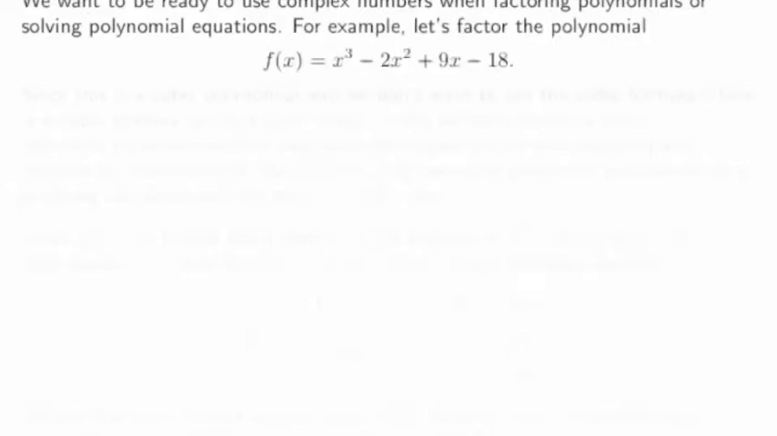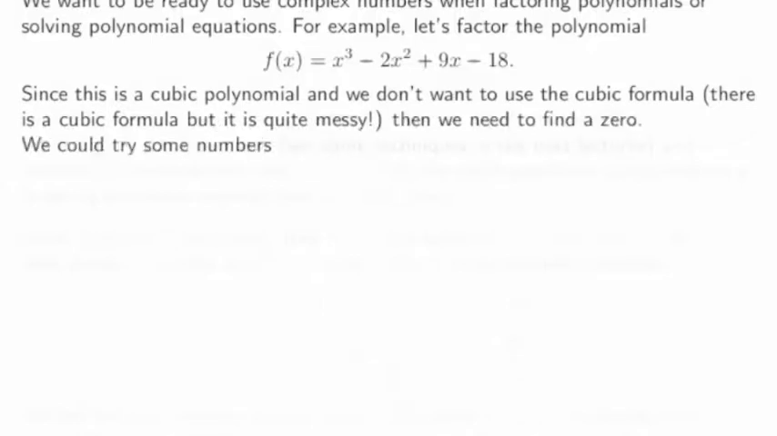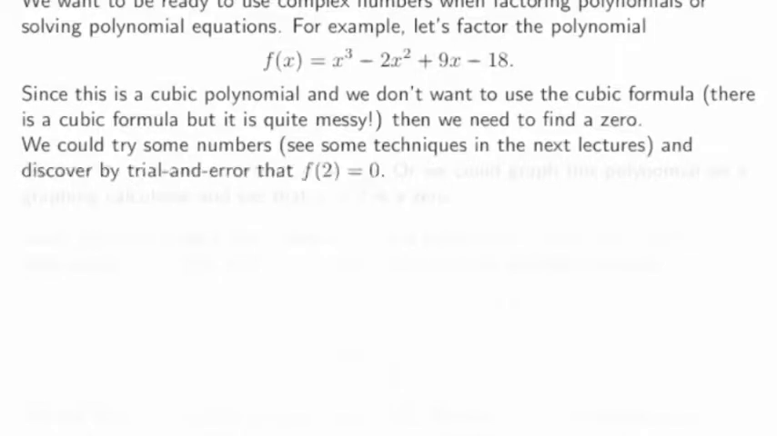We want to be ready to use complex numbers when factoring polynomials or solving polynomial equations. For example, let's factor this polynomial. Since this is a cubic polynomial and we don't want to use the cubic formula, there is one, but trust me, it's quite messy, then we need to find a zero. We could try some numbers, there will be some techniques in the next lectures, and discover by trial and error that f of 2 is 0.